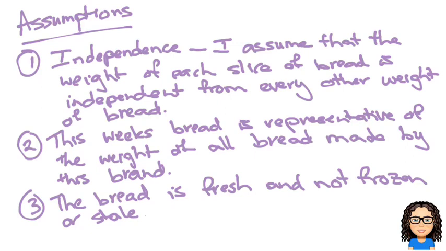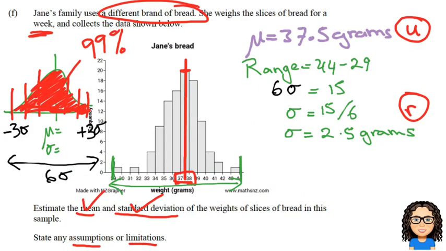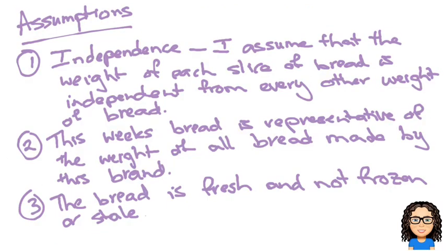So if I can calculate the mean and the standard deviation and give an assumption, then that will get me through to my Excellence. I need all three: I need the mean, I need the standard deviation, and I need an assumption or limitation.